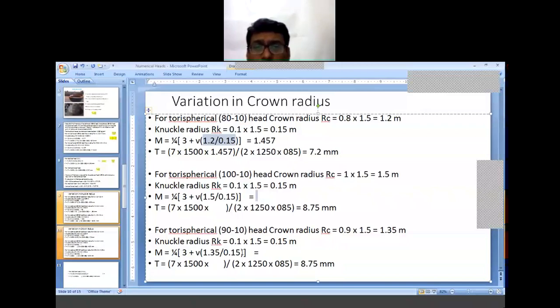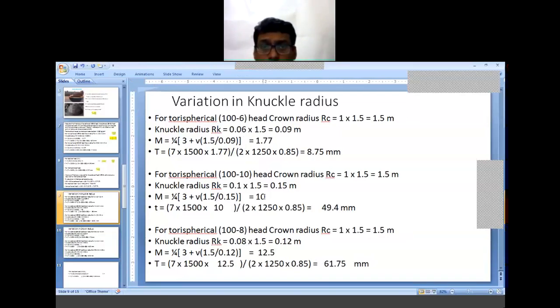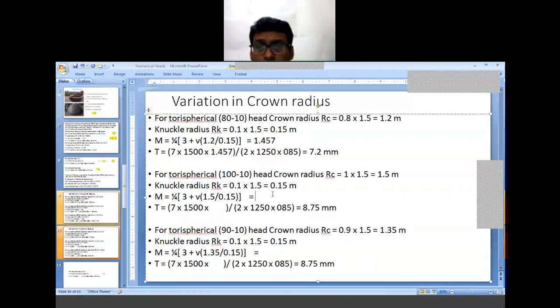Can you tell me the value of M for 100-10, and the value of M for the torus spherical head 90-10? This is under root of RC upon RK. Can you tell me these values?